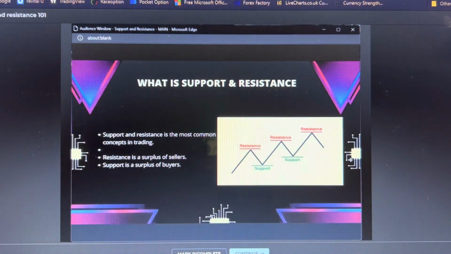What is support and resistance? Support and resistance is one of the most common concepts in trading. If you understand support and resistance, you're halfway there. It is so pivotal. Resistance is a surplus of sellers. Support is a surplus of buyers. When resistance happens, it's going to cause a market to push down, and there are certain areas where those buyers and those sellers don't want that market to go. So when it gets to a certain point, there'll be a surplus of buyers that will push that market back up.